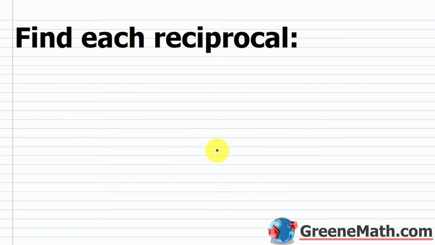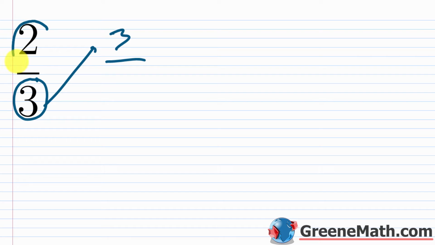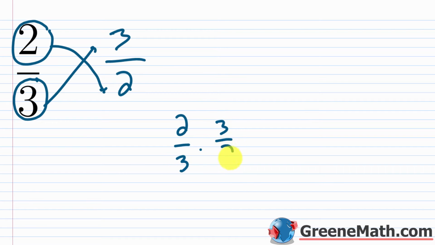All right, so now let's look at a few problems. We are asked to find each reciprocal. So we are given 2/3. If you want to find the reciprocal, again, I'm just going to take this denominator and drag it into the numerator. And then I'm going to take this numerator and drag it down into the denominator. So the reciprocal of 2/3 will be 3/2. Again, you can go 2/3 times 3/2 if you want to check your work. So 2/2 is 1, and then 3/3 is 1. And so you have 1 times 1, which is 1. Again, the product here should always be 1.